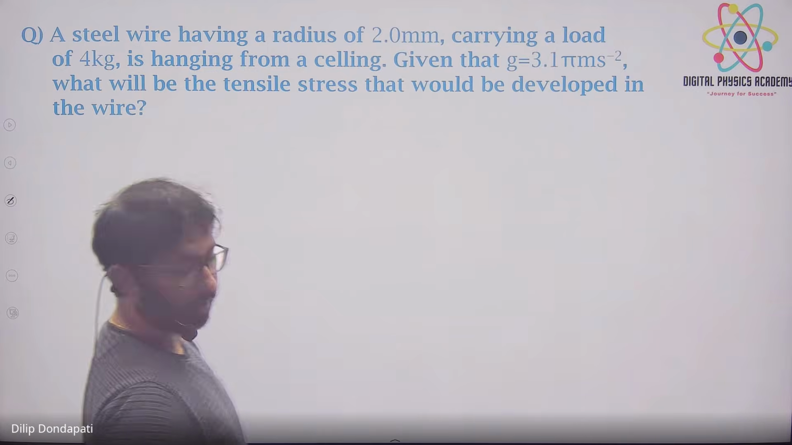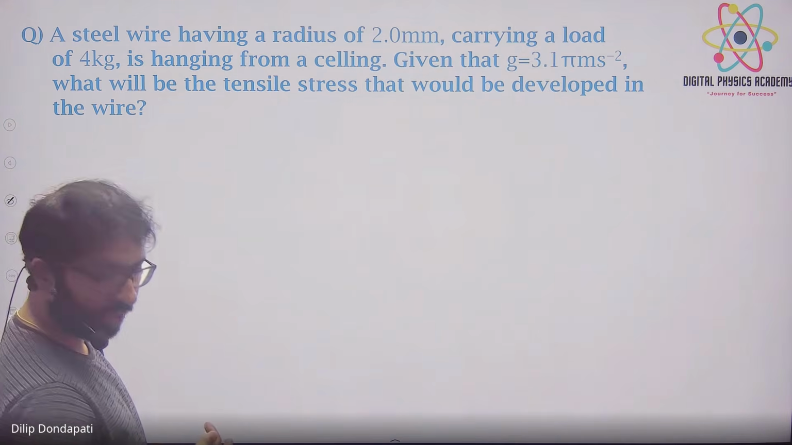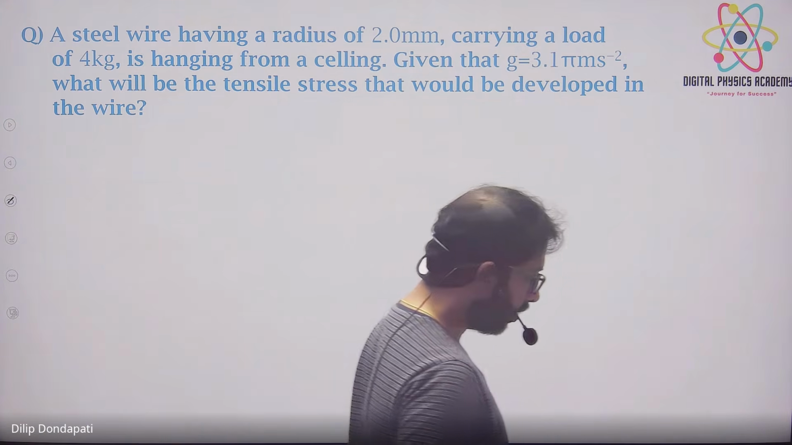So find stress. A steel wire having radius given, carrying a load this much, is hanging from a ceiling. Given g value they told us 3.15 meters per second square. What is the tensile stress that could be developed in the wire? Find करो. JEE means question.